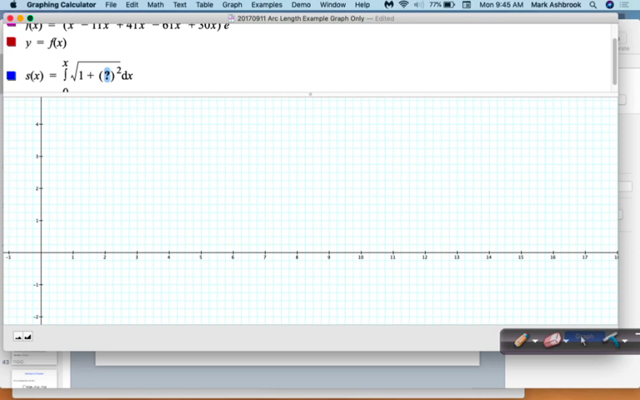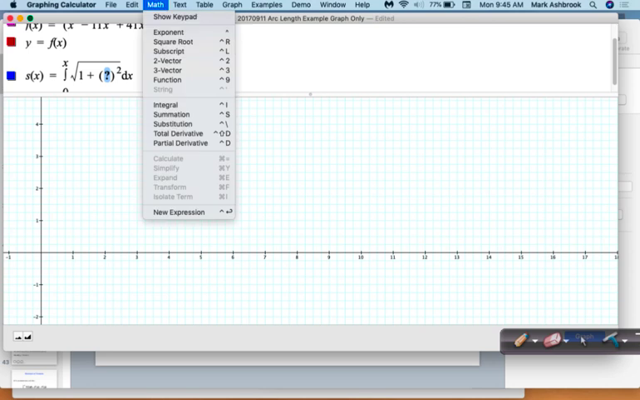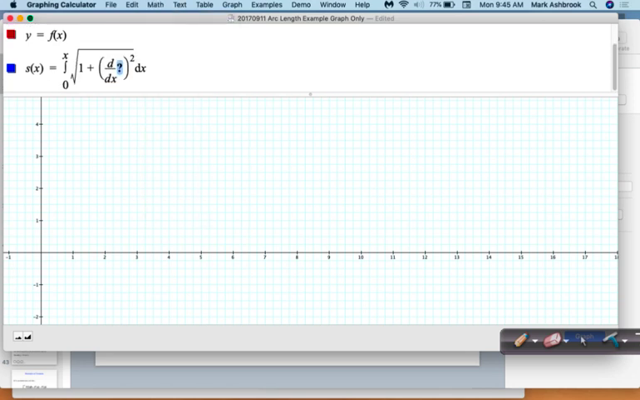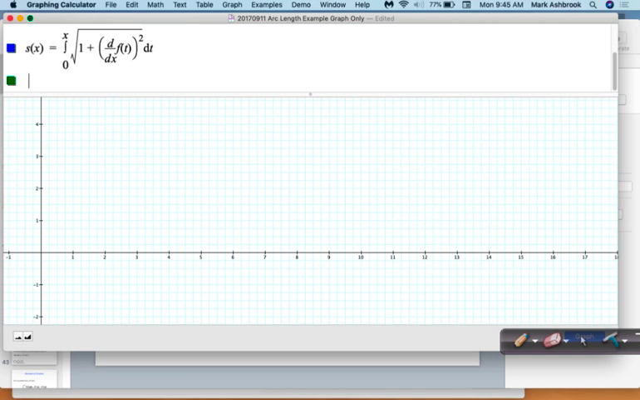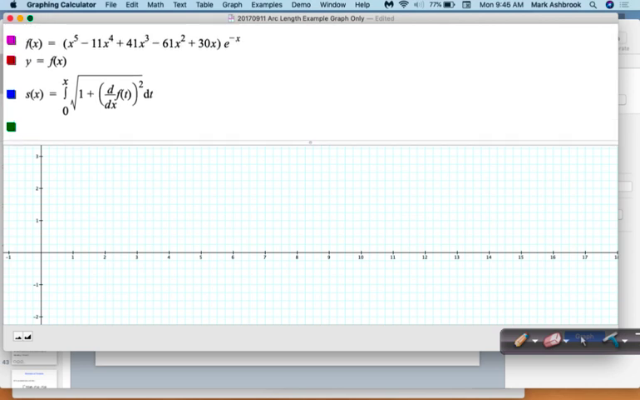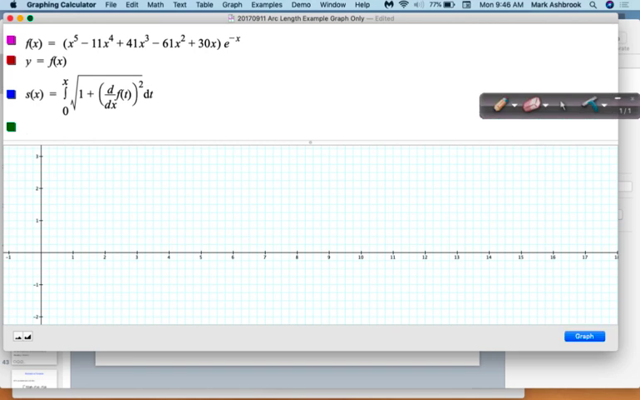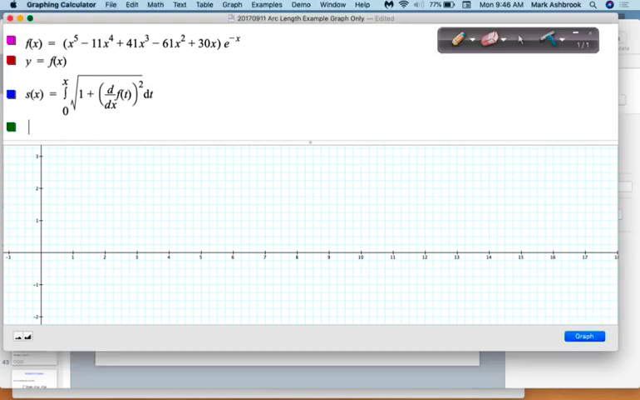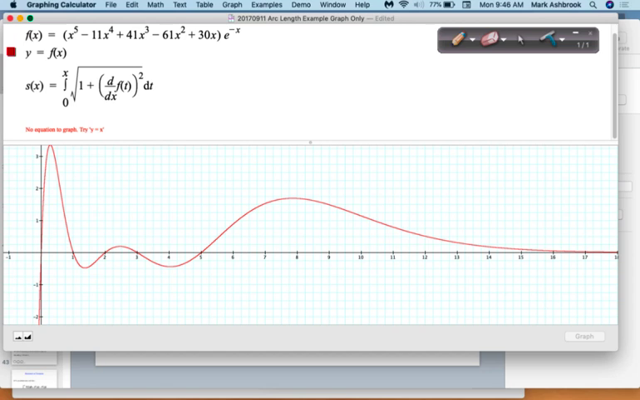So if you go to the math menu, go to total derivative. I want the total derivative of f of x, t, and then dt. And that should do it. So that should give me the arc length function, and now I want to find out how long the curve is, the arc length, from 0 to 5.